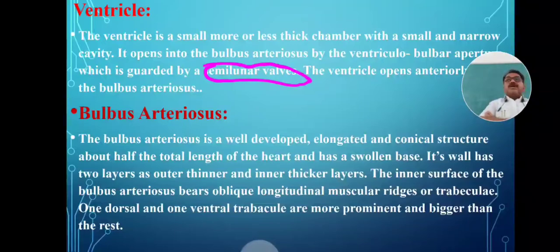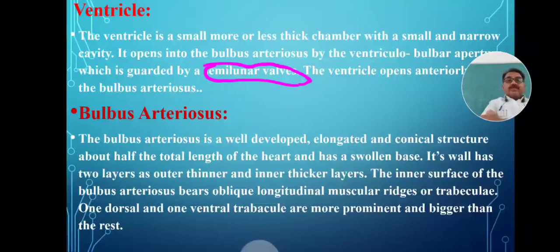This bulbous arteriosus is half the heart length, meaning half of the length of the heart is occupied by the bulbous arteriosus, and its base is swollen. It is a well developed, elongated and conical structure, about half of the length of the heart, with a swollen base.